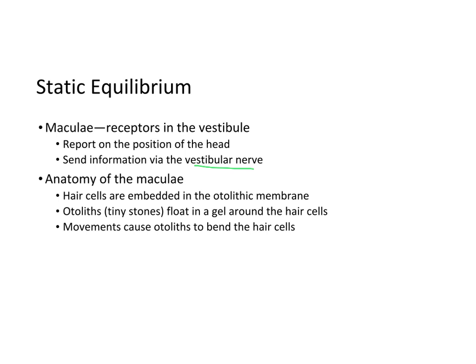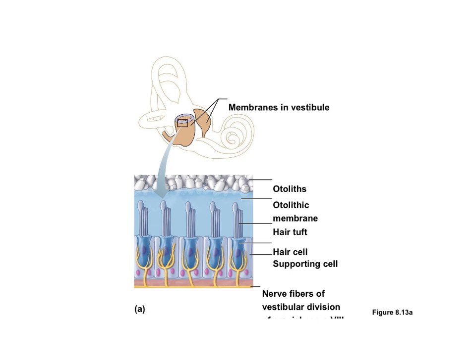The anatomy of those sensors, or those maculae, they're hair cells, and they're embedded in something called an otolithic membrane. Otoliths literally translates as tiny stones, and they float in a gel around the hair cells, and when you move, it causes the otoliths to bend the hair cells. So the degree to which those hair cells are bent gives you the ability to determine where your head position is in space. As you can see, again, this occurs in the vestibule, and here we have the otoliths. Those are those little stones, and they are embedded in this gel.